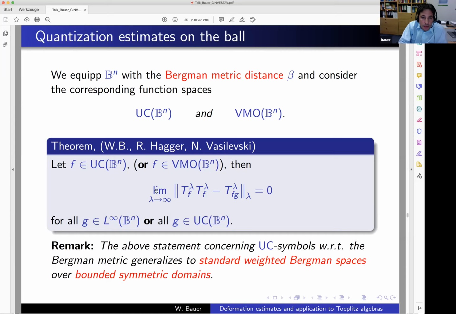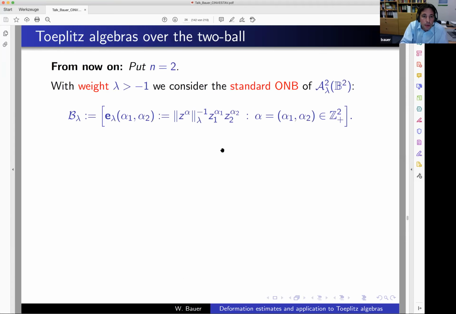And this theorem we can even prove in the case of bounded symmetric domains instead of the ball, but only in the case of UC symbols. So I don't think we have a proof in the case of VMO symbols. Probably it's also true for VMO symbols, but I think we didn't manage to prove that. That's in that paper with Nikolai and Raphael. And this I will use now in this part.